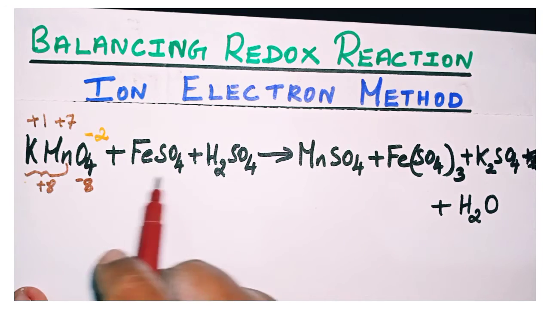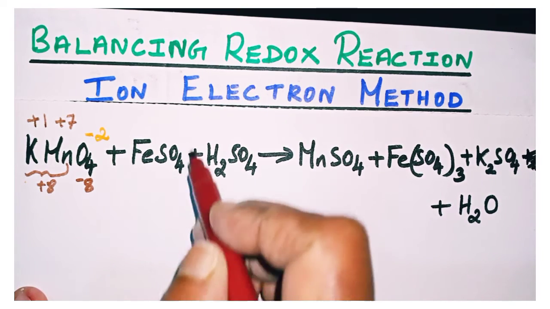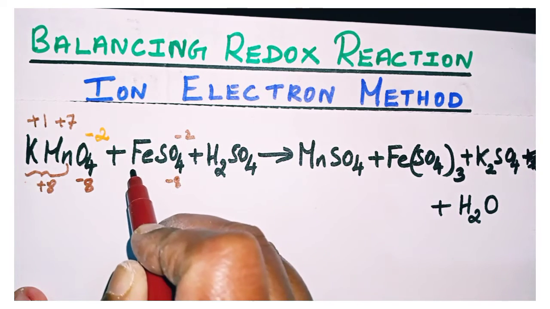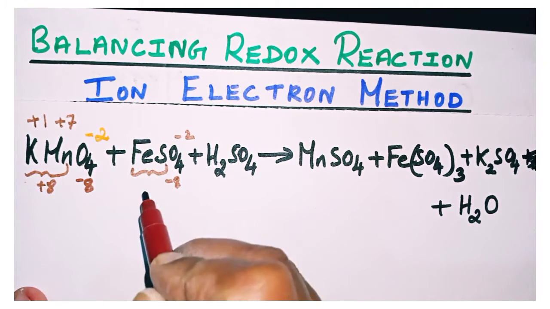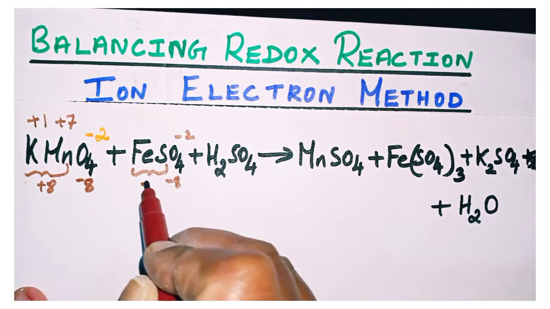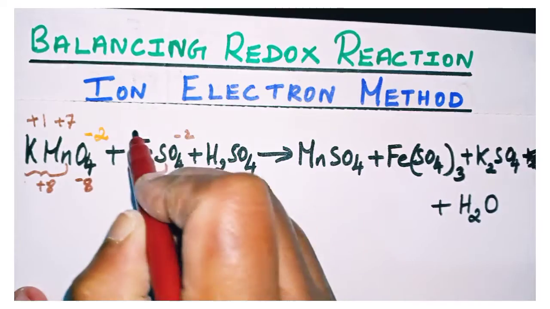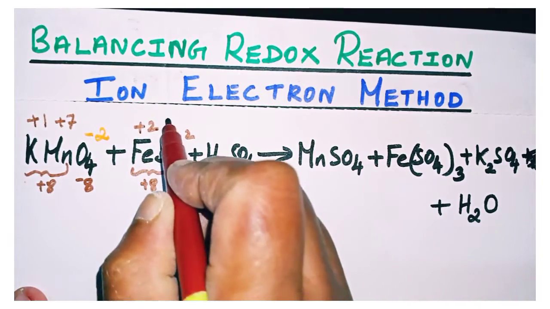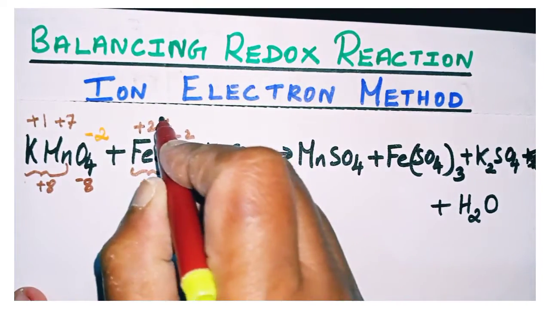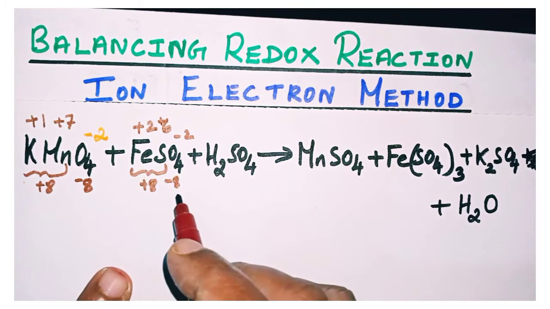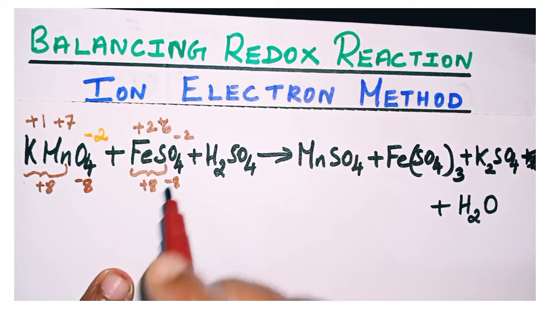Now FeSO4. Likewise here also for oxygen it is -2. So 4 oxygen atoms give -8. The remaining oxidation state for iron and sulfur should be +8. For iron it is +2 and for sulfur it is +6. So +6 plus 2 gives +8, and +8 minus 8 becomes 0. So this molecule's charge is 0.